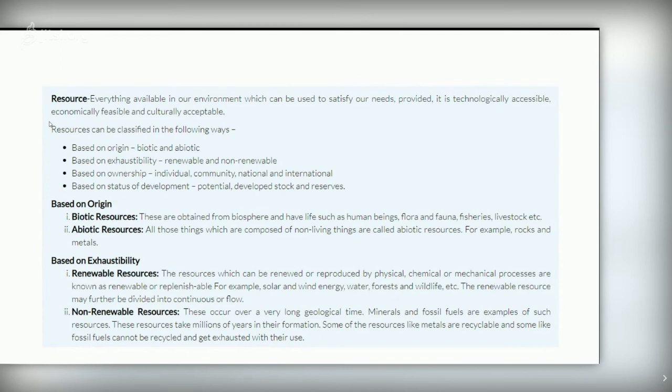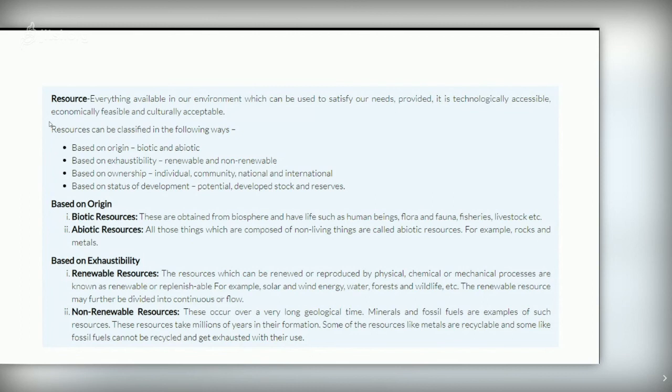Biotic resources are obtained from the biosphere, connected to life. For example, flora and fauna. That means plants and animals. Fisheries, livestock, human beings. So these are biotic resources, whereas abiotic resources are composed of non-living things. For example, rocks, metals. So these are lifeless. So they are abiotic resources.